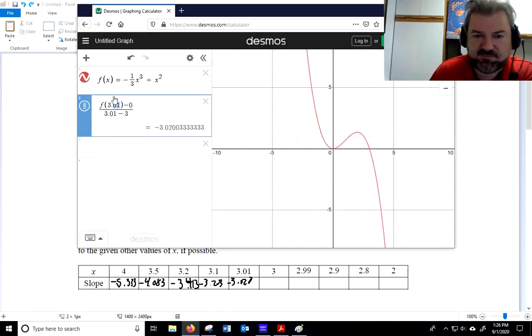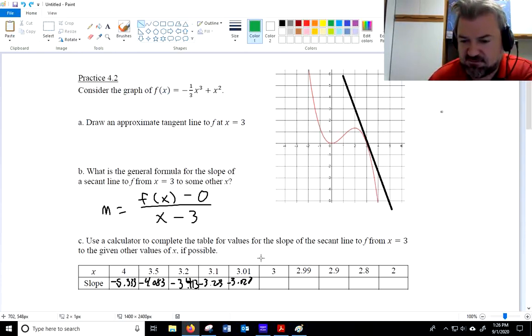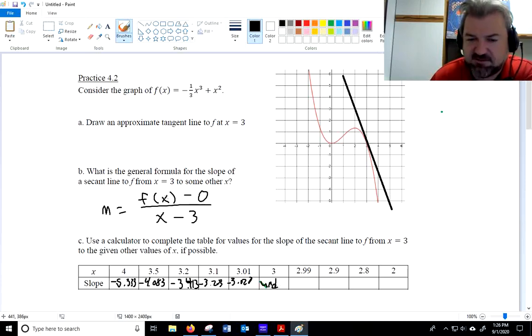Now, there's a problem there, though, right? I can do the numerator, but the top's going to be 0. And then when I put 3 minus 3 on the bottom, it's undefined. So this is not going to work. This is undefined. Oh, I'm still in line mode. I cannot use my slope of the secant line formula to find the slope from x equals 3 to x equals 3 because this is the same point and I end up dividing by 0.